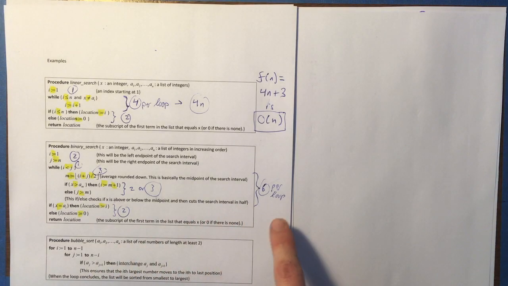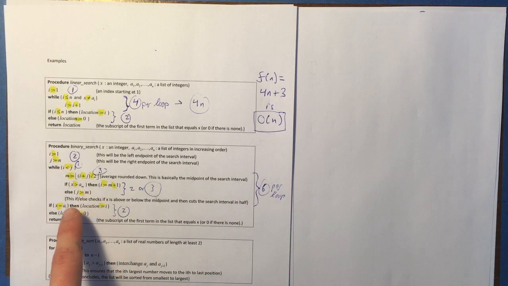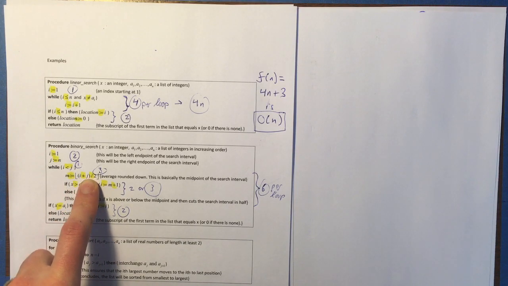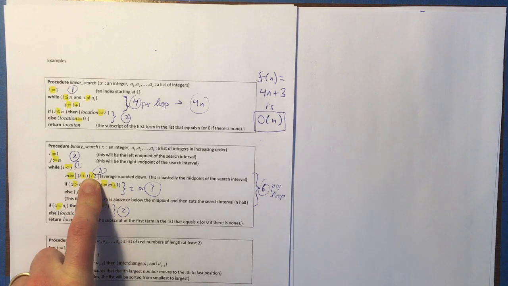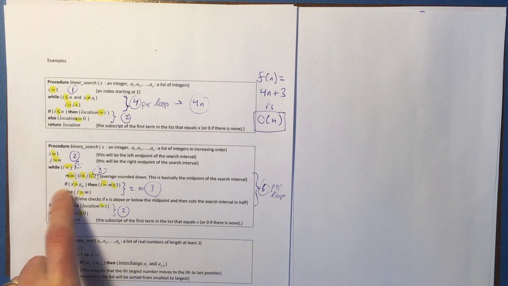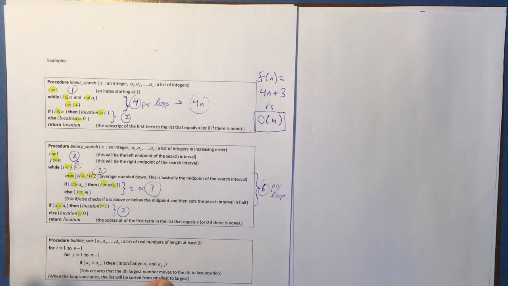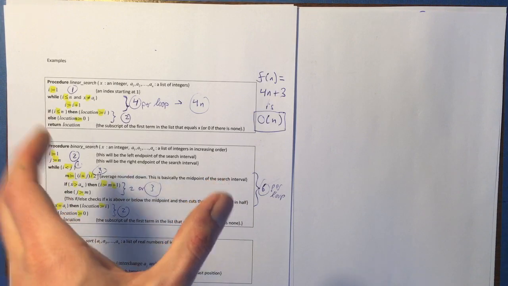All right, so how many times are we going to run through this while loop here? Well, what this loop is doing is it's finding the midpoint of the list. So it's essentially cutting the size of the input in half, and then either looking at the left side or the right side, and then searching for the element in that half length list.